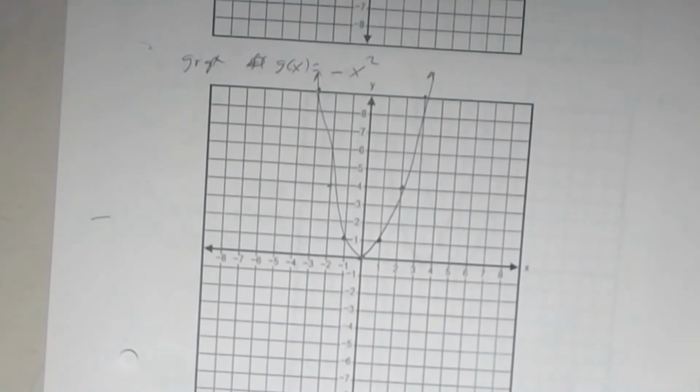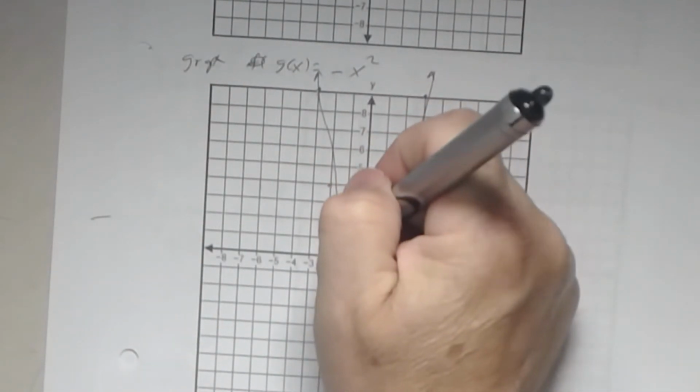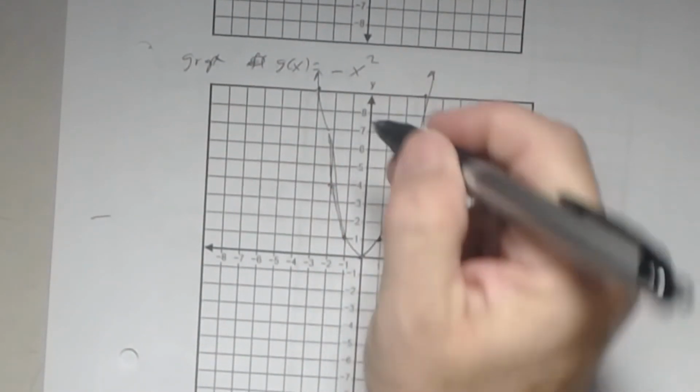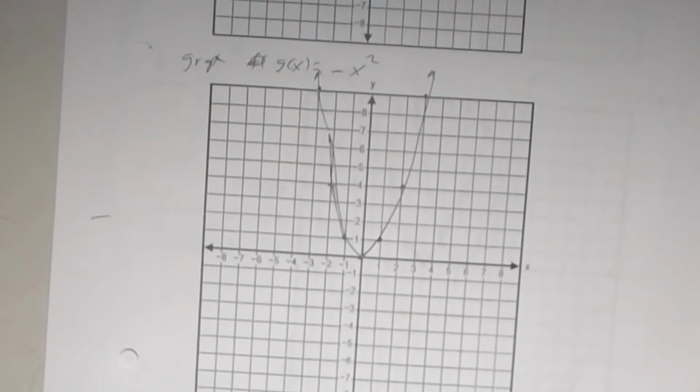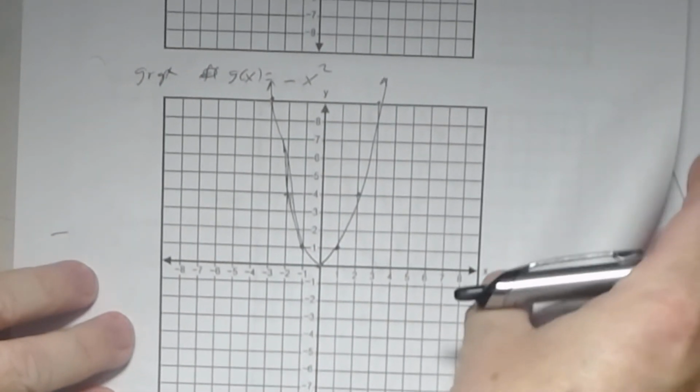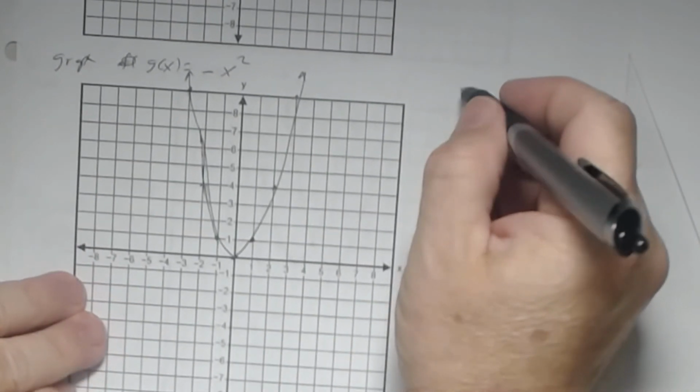Get this. Do the best you can with this. All right, let's see what happens when I graph g of x. So g of x, I'm going to go ahead and put the points here.